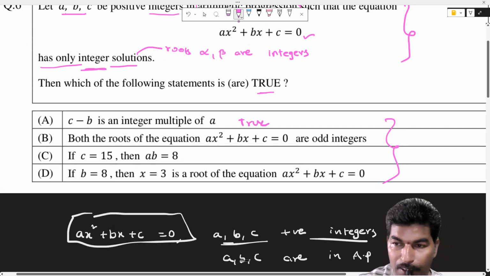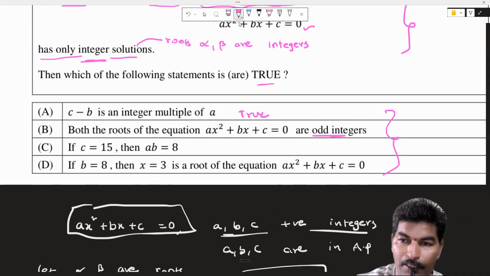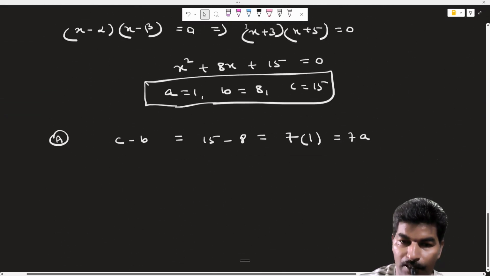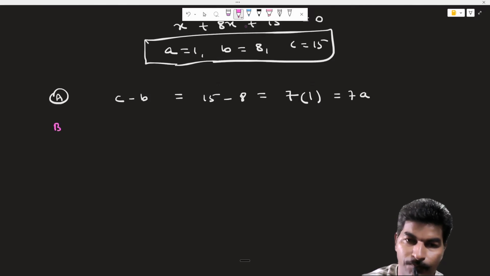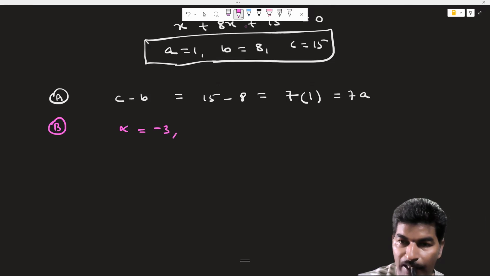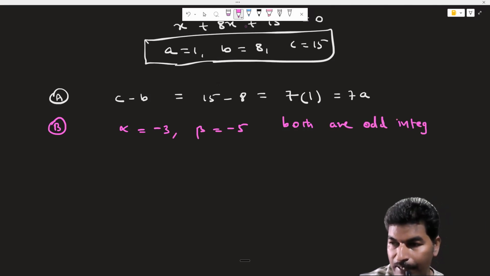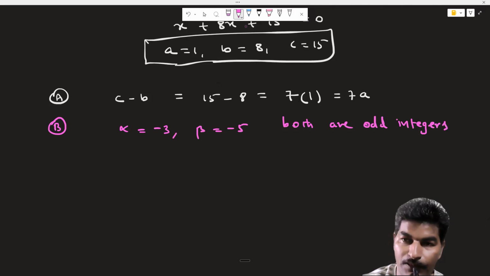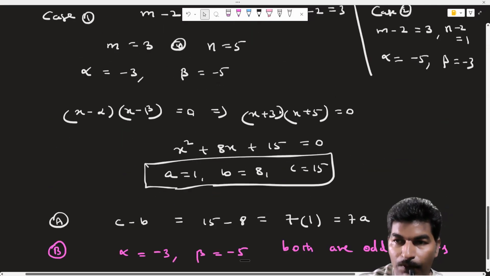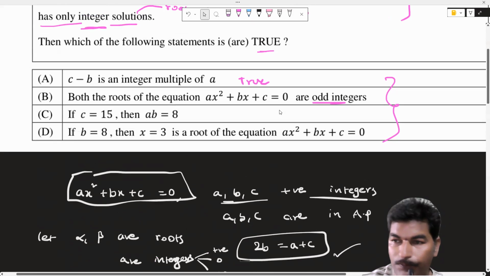Next, both roots are odd integers. Yes, of course, both roots are odd integers. Both roots, alpha is equal to -3 and beta is equal to -5, both are odd integers, of course negative integers. Yes, it is true.